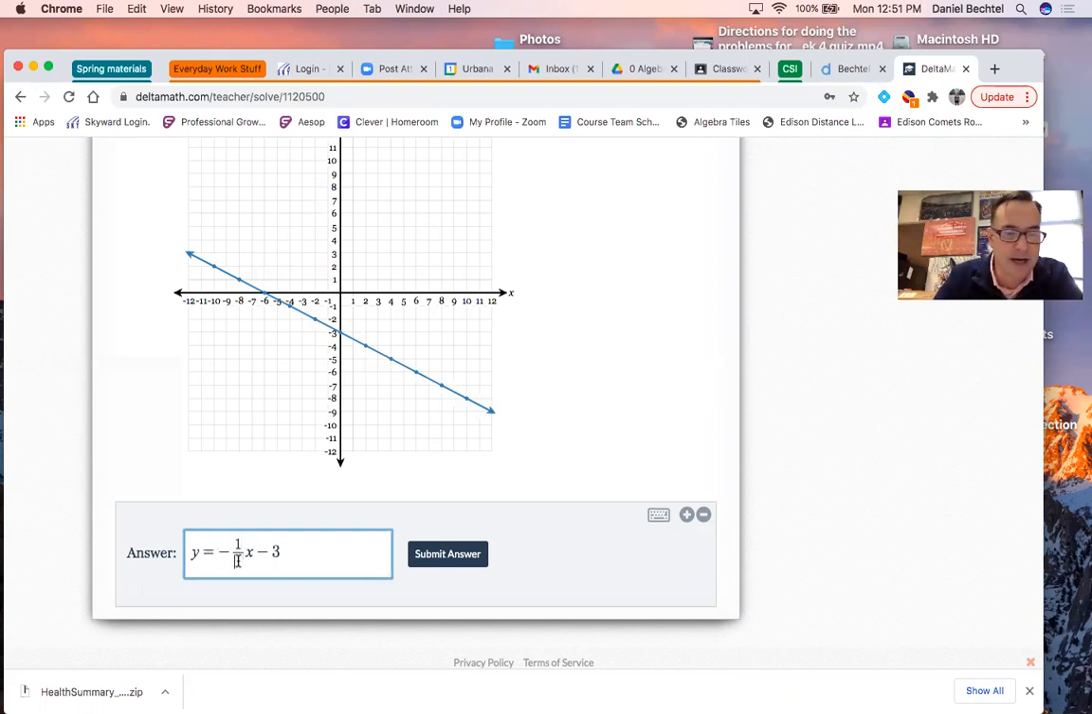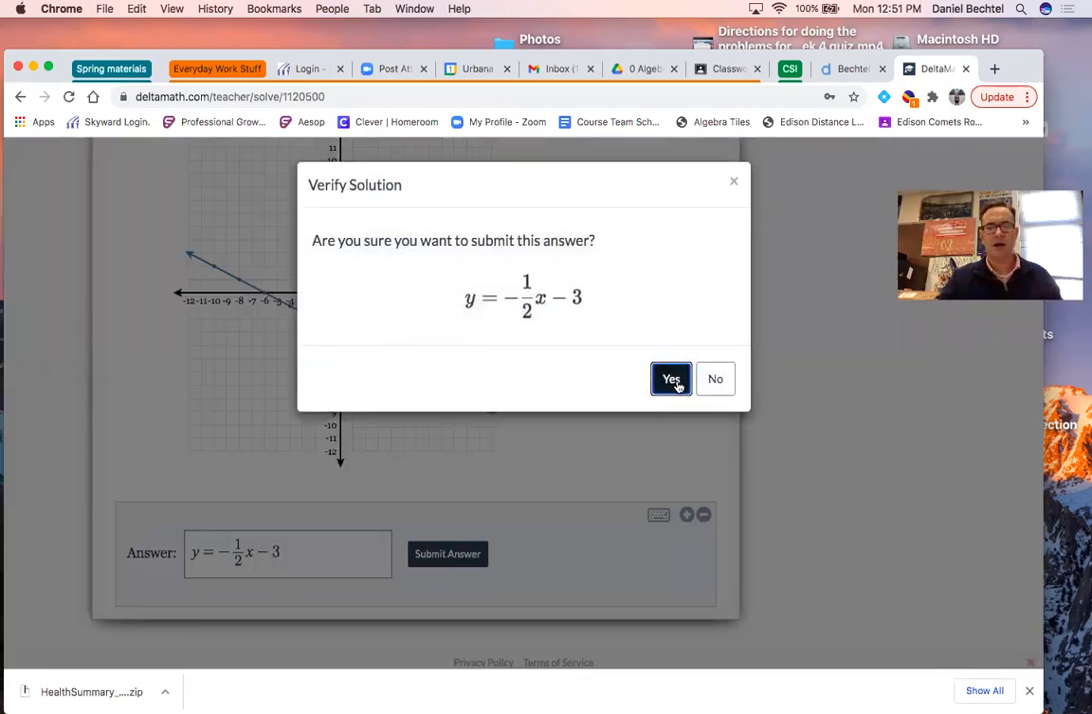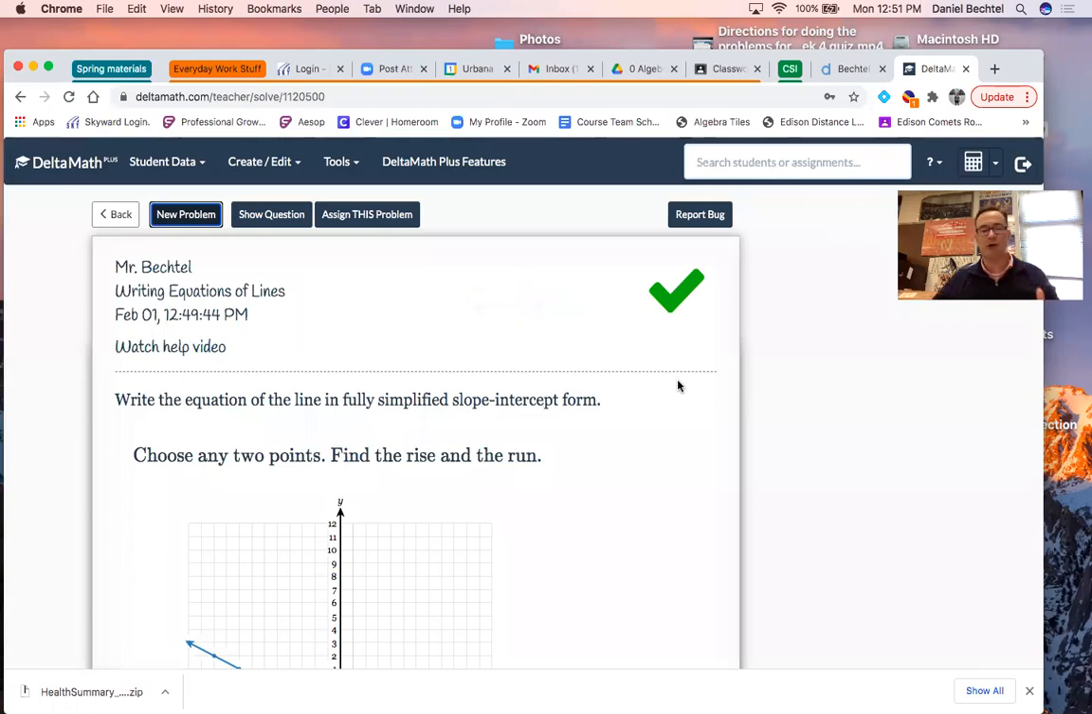Now I got to go down to the bottom here. How far across am I going each time to get to the next point? Let's see. So I go 1, 2, 1, 2, 1, 2. So it's always 2 over, which means that bottom number here is going to be a 2. So negative, because we're going down, 1 over 2, because it's down 1 to the right 2, and it crosses at that -3. Submit that answer. Boom, we got the answer correct.